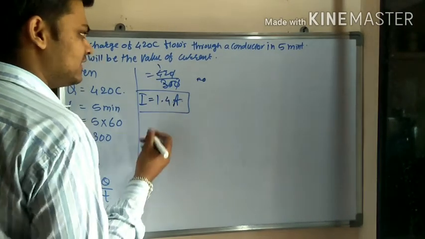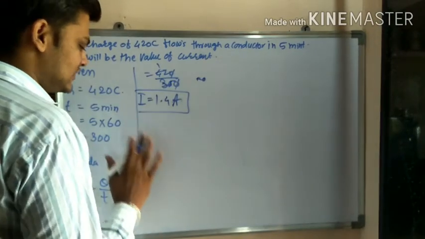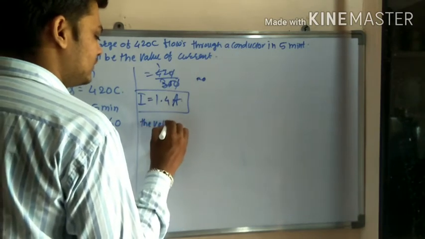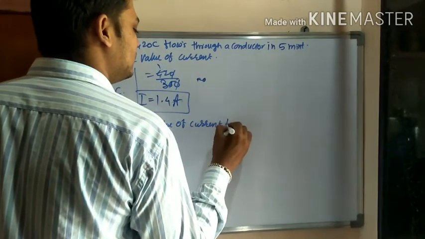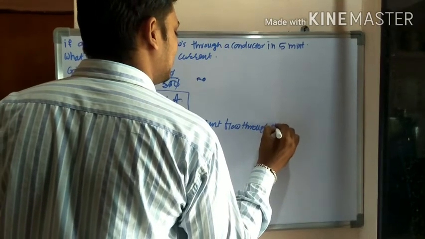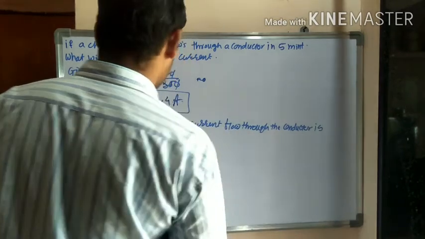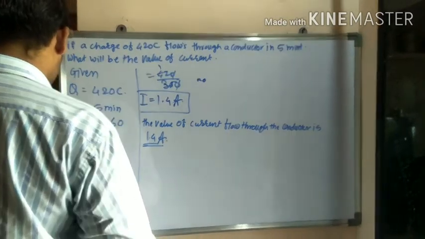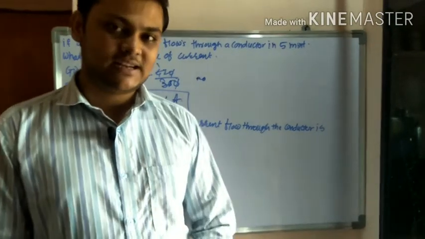So write it down, you can write it down right now. The conclusion is exactly like this: the value of current flowing through the conductor is 1.4 ampere. Make a double line with your pencil. That's it. Here come your numericals. I hope you understand this phenomenon.